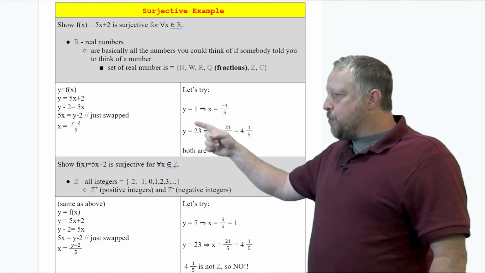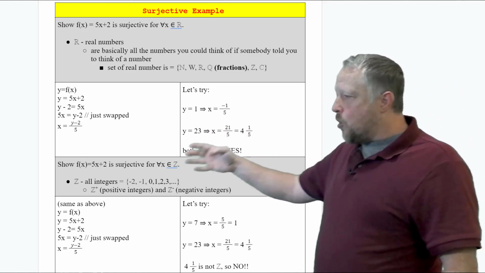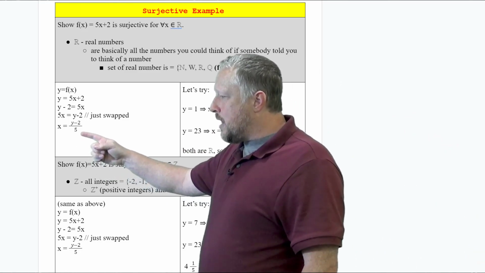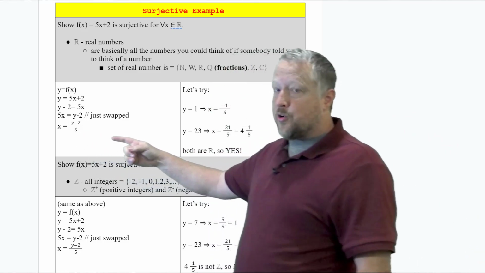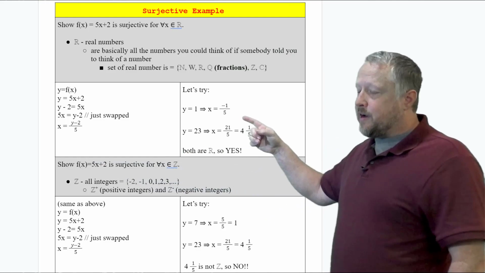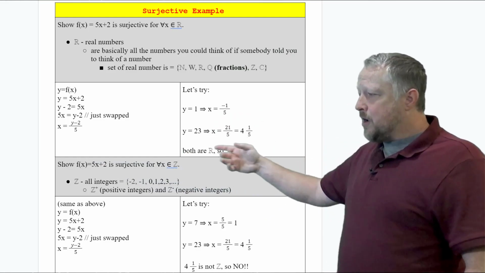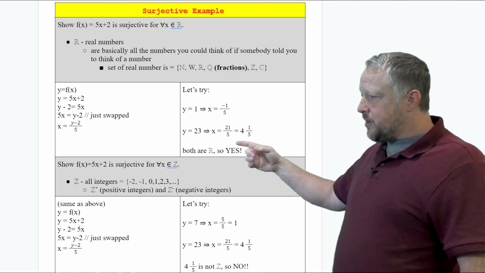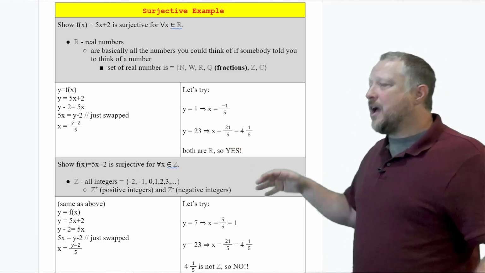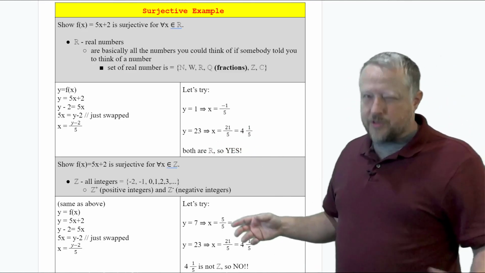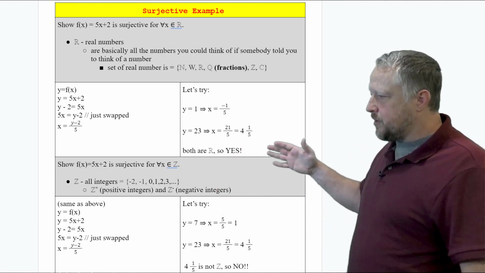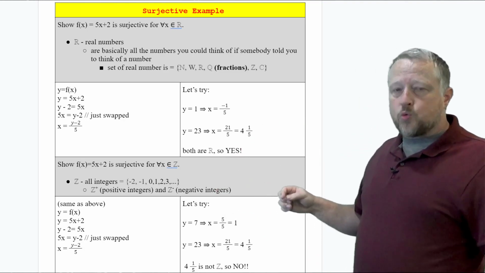Anyway, if I put 1 in for y, overall it'd be 1 minus 2, wow, equals negative 1 over 5. That is a real number. I tried 23, and it's going to end up as 4 and 1/5. Yes, both of those are real numbers. It's almost hard to screw this one up, let's put it that way. But that one does work out.